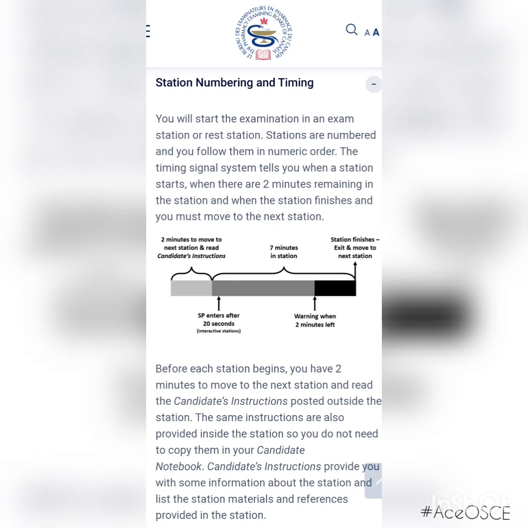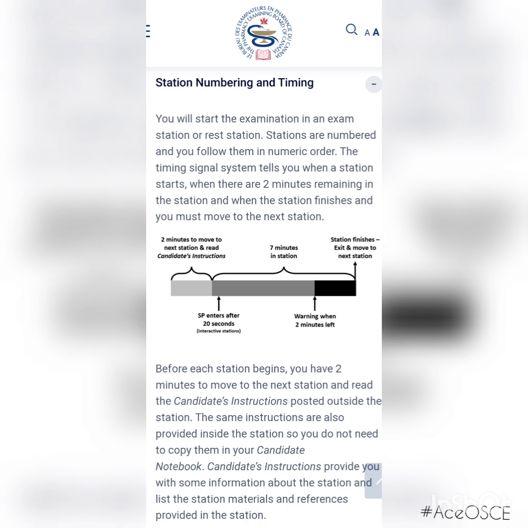Then each station has a door note which is hanging outside the door of the station. You have about 2 minutes to read that door note and prepare yourself for that station. Usually if it's a patient-centered case, it will say a patient is coming to you. If it's a doctor case, it will specify that a doctor is coming for your recommendation, or vice versa. There'll be something or the other written there.